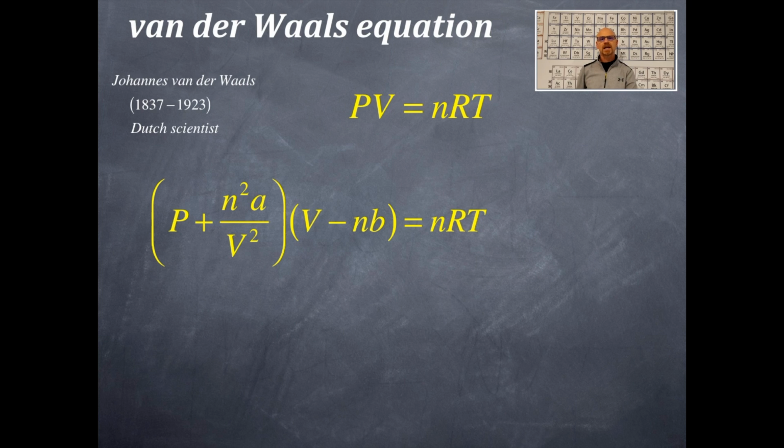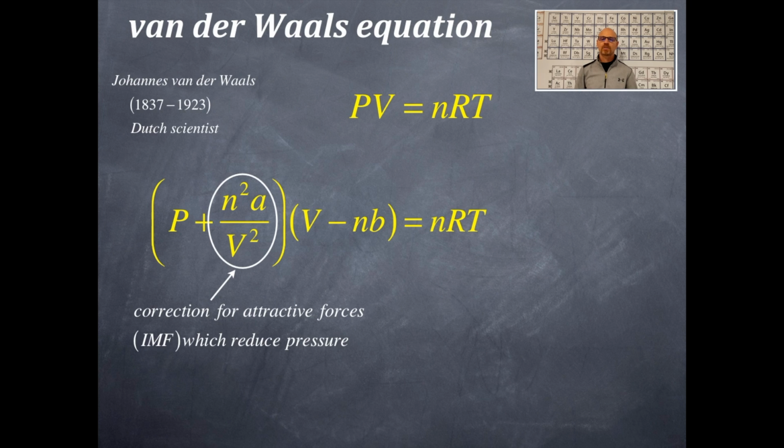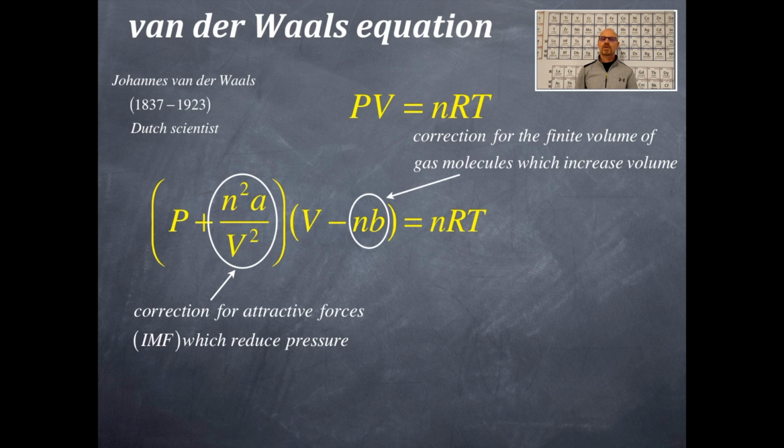You should see that the right-hand side of the equation, nRT, is the same with both the ideal gas law and the van der Waals equation. But the left-hand side with pressure and volume differ, and the two previous slides talked about that volume-pressure differential. This portion of the van der Waals equation corrects for the attractive forces, that is the intermolecular forces, which reduce the pressure. And this part of the equation corrects for the finite volume of gas molecules, which increases the volume.